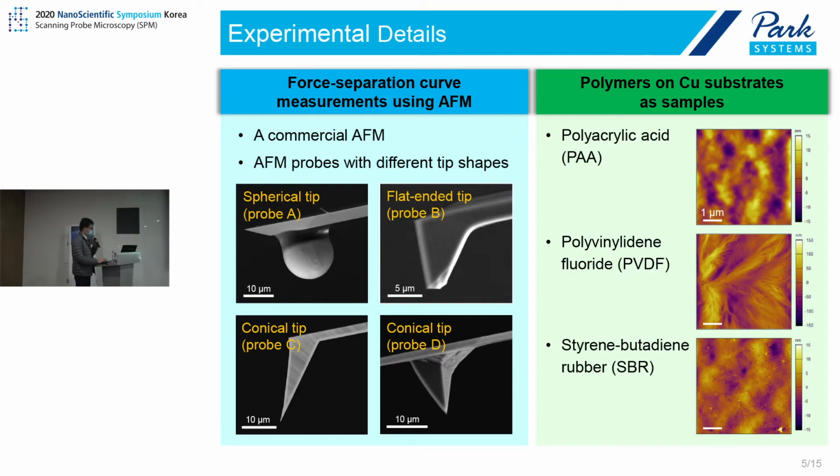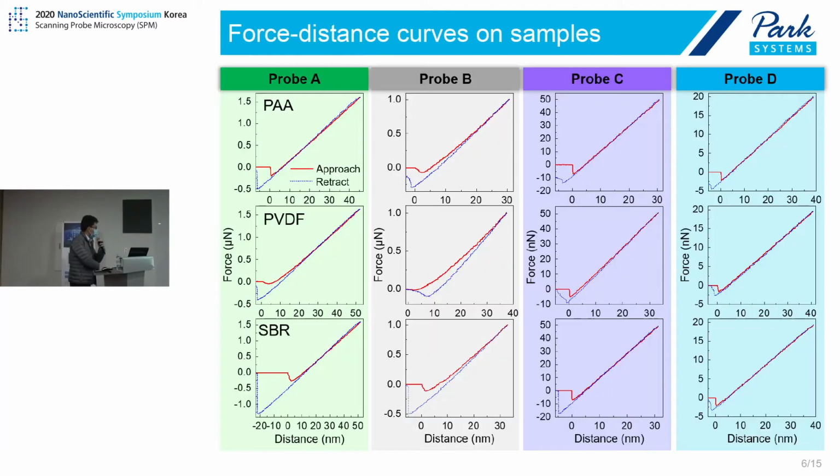In this work, the mechanical properties of 3 different polymers were measured using 4 different AFM probes with a spherical tip, a flat-ended tip, and conical tips with a rounded apex. This is the force distance curve obtained on the sample using the 4 probes. You can see a slight hysteresis between the extension or approach and the retraction curve for all probes.